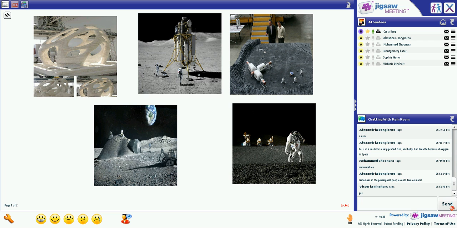Now, what you are going to do this week for homework is think about what we learned about the moon. We know there's no oxygen. We know it's kind of a light, fluffy surface. We know that there is very little gravity. And we're going to come up with some sort of dwelling to stay on the moon.